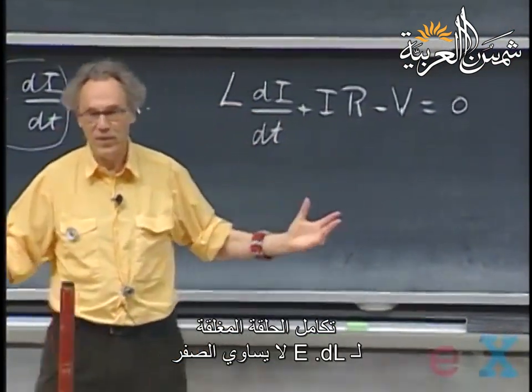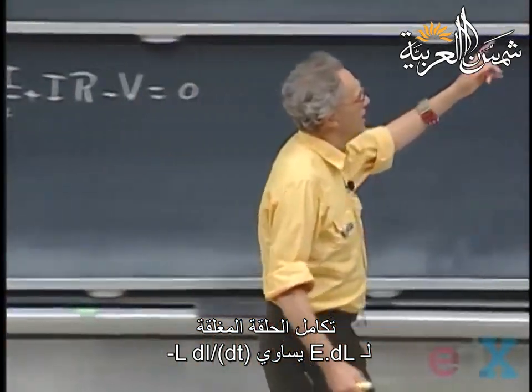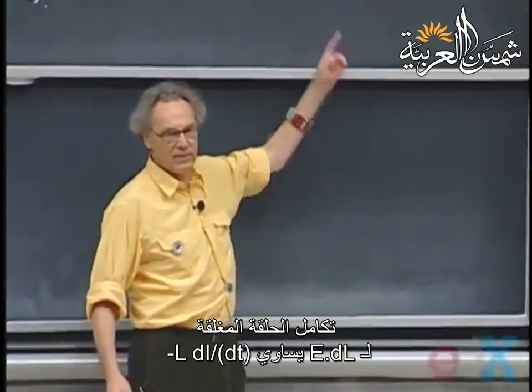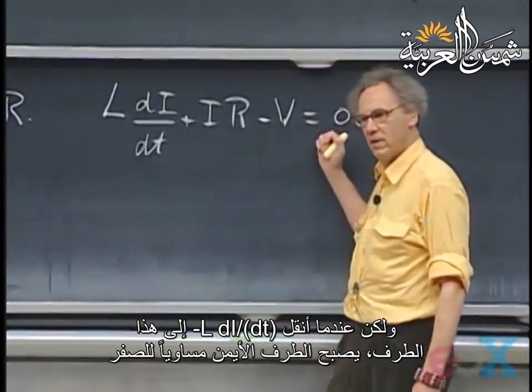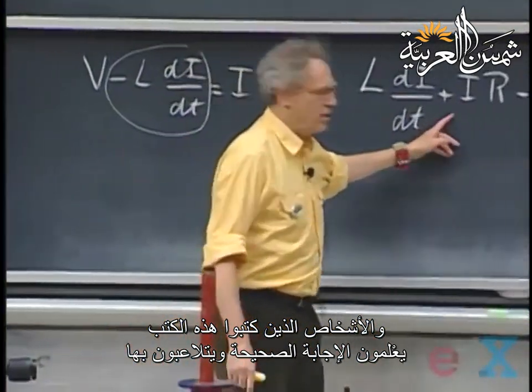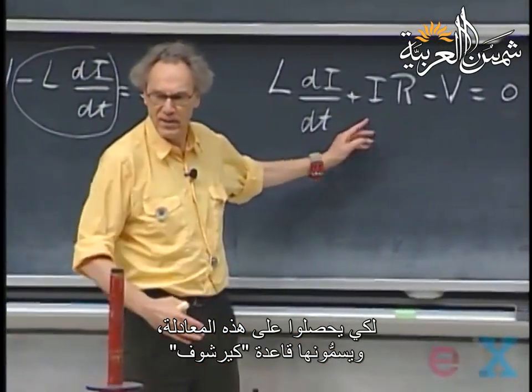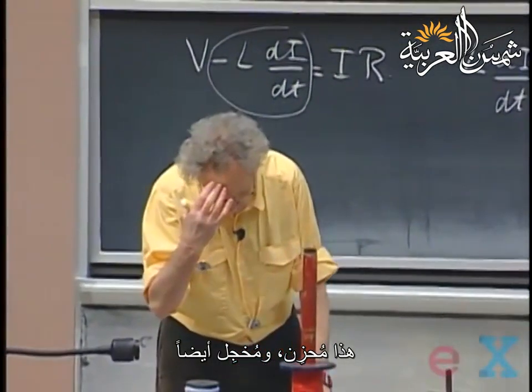The closed loop integral of E dot dl is not zero. The closed loop integral of E dot dl is minus L di/dt. But when I shift minus L di/dt to this side, I get zero here. And of course, the people who write these books know that this is the right answer, and so they manipulate it so they get this equation, and they call that Kirchhoff's rule. Sad, and also embarrassing.